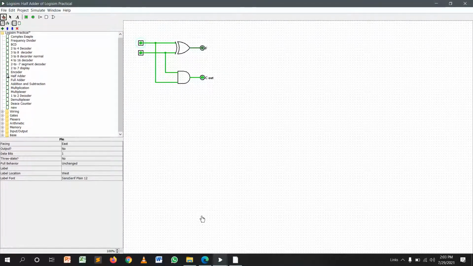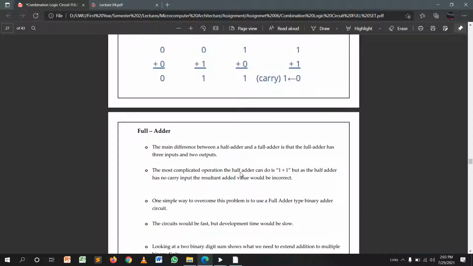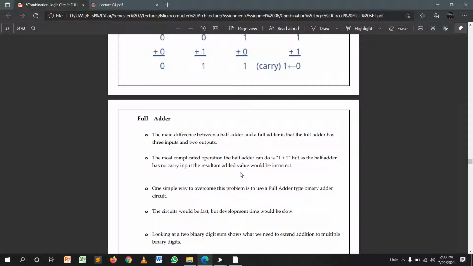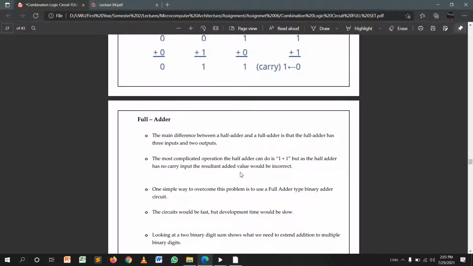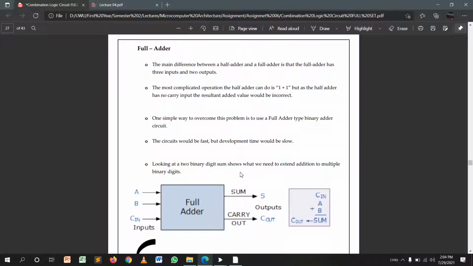And next we have to go to the full adders. Why are we using full adders? Because there are values we cannot add with the half adder, therefore we are using full adders. The main difference between a full adder and a half adder is that full adders have 3 inputs and 2 outputs, but a half adder has 2 inputs and 2 outputs, and the half adder is faster.